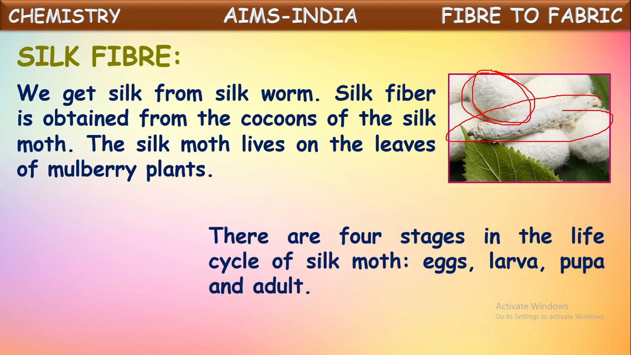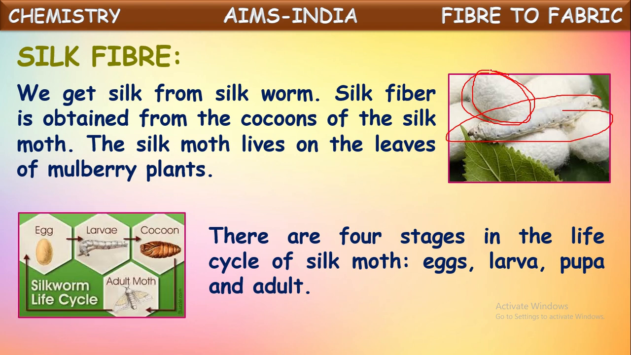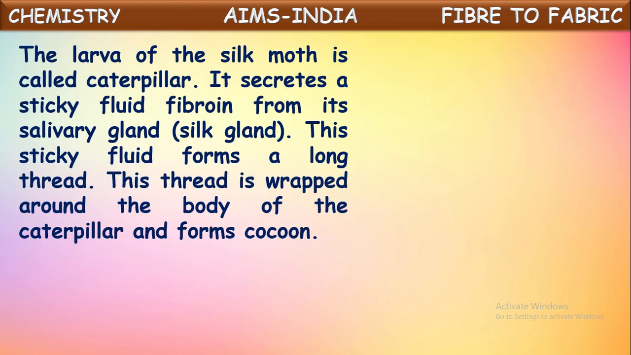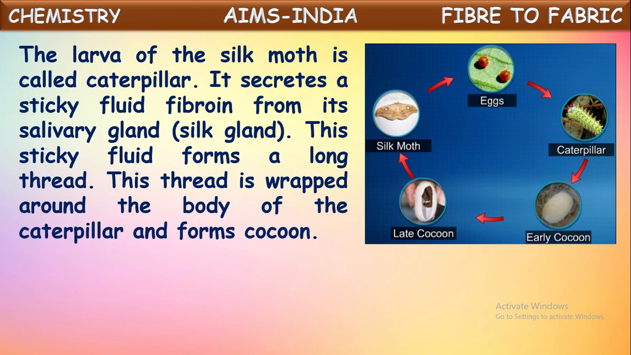There are four stages in the life cycle of silk moth. They are eggs, larva, pupa, and adult moth. Okay, so at the final stage, it gives silk fiber. Let us see how it is. The larva of the silk moth is called caterpillar. This is caterpillar of silk moth.